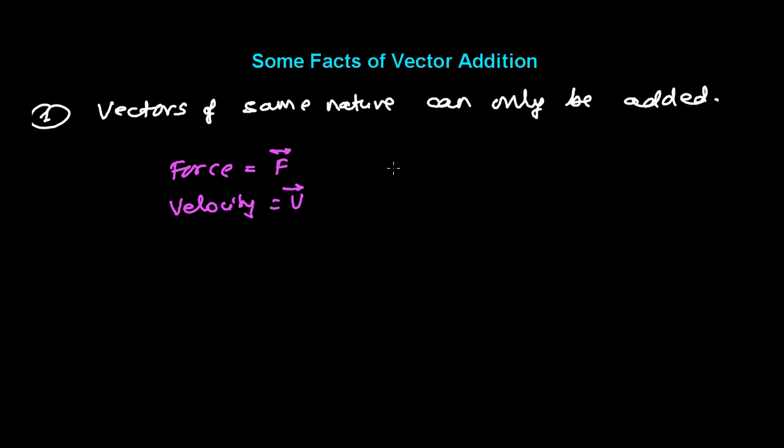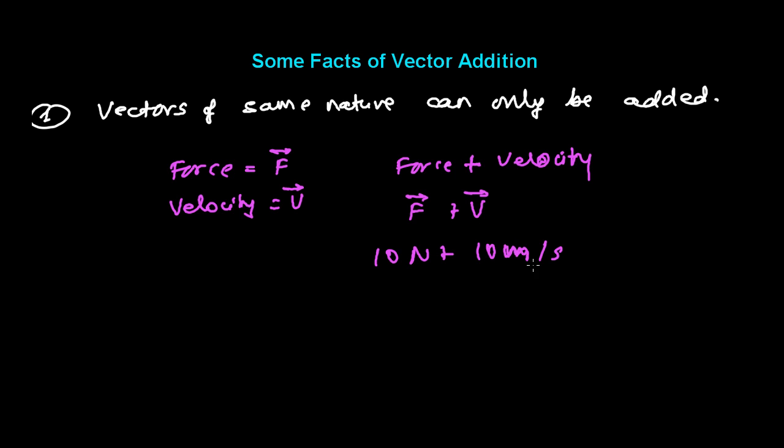So if you're going to add force with velocity, how is that possible? You cannot add force with velocity. I mean, force cannot be added with velocity. Suppose, can 10 Newton be added with, let's say, 10 meter per second? The velocity unit is meter per second and the force unit is Newton. So can you add 10 Newton with 10 meter per second?